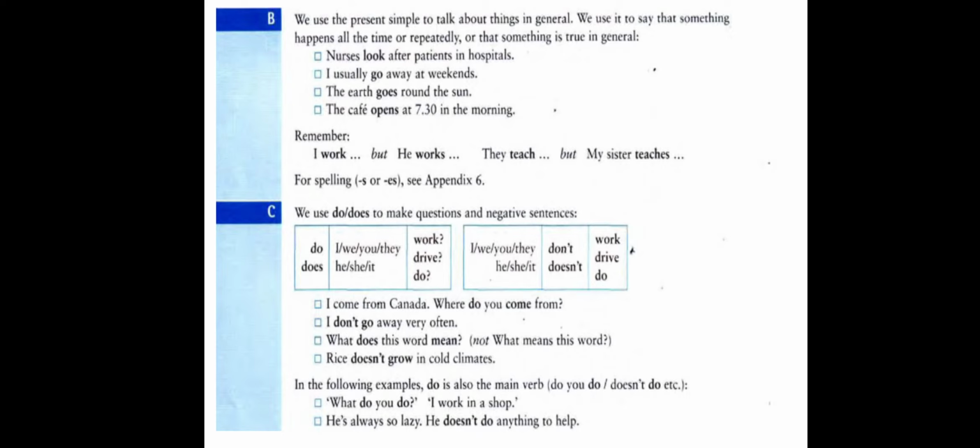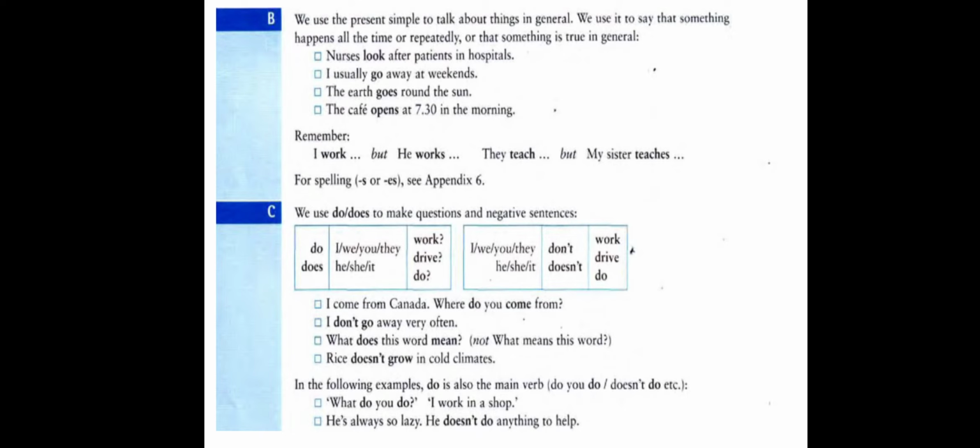I usually go away at weekends. This is a habit, a repeated action, and usually is an adverb of frequency, which shows that the action is repeated. So we speak of a habit, we use the present simple, and since the subject is I, which is plural, we use the verb in the base form. So it becomes: I usually go away at weekends.